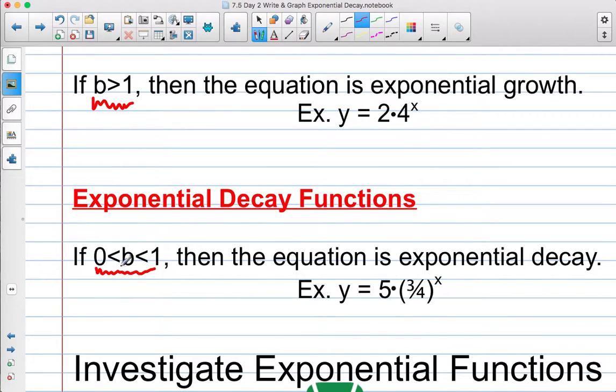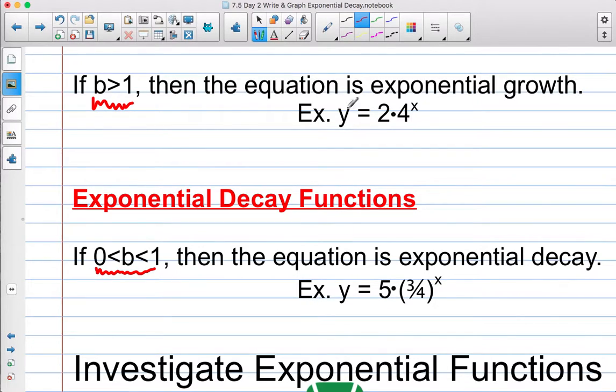You could think of it like you're only getting back somewhere between 0 and 99.999%. If you get less than 100% back, you're going to be decaying. Like for example, y equals 5 times 3/4. That will be decay because you're only getting back 75% of your prior value each time. So that's a decay situation.